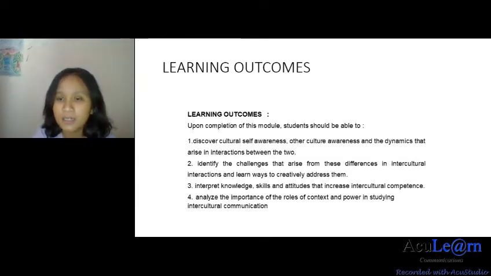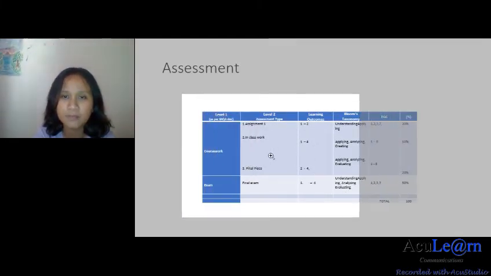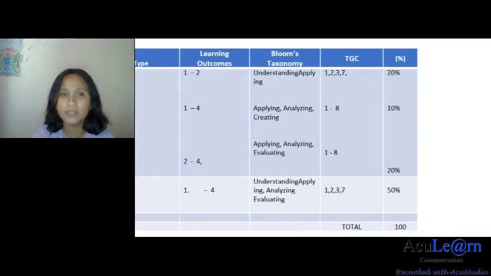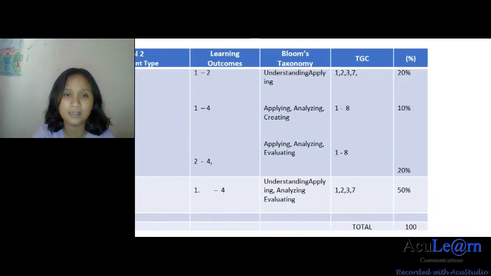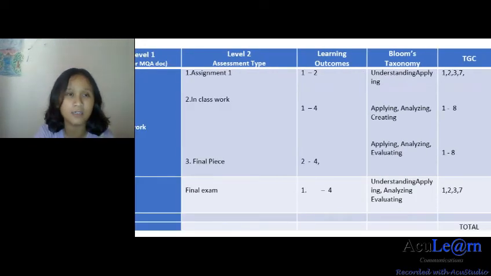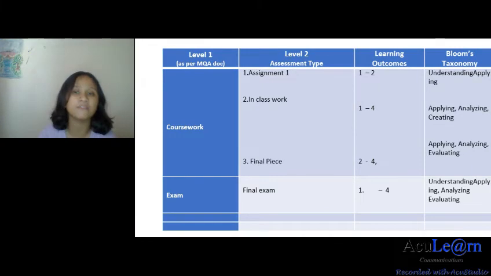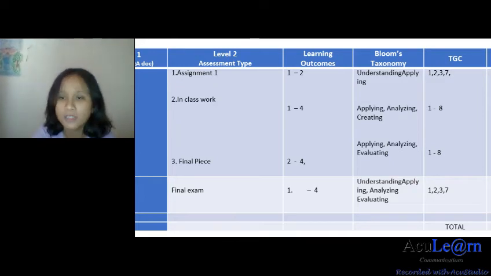Okay, the next one is the assessment. I'd like to zoom in. So we have coursework one, which is assignment one, and it's 20%. In-class work will be 10%. I will go into detail in the next slide. The final piece will be 20%, so coursework is 50%, and the final examination is 50%. So make sure to have a balance between both, so you can do the subject really well.